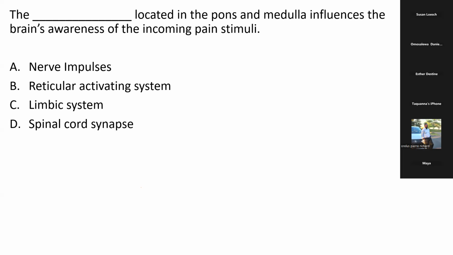Some drugs depress that, like narcotics. I always say, when I take a narcotic, it's not so much that I don't feel the pain anymore. My brain is like jello, so I'm not aware of it, right? Because my RAS is what? Depressed. Yes, depressed or inhibited.